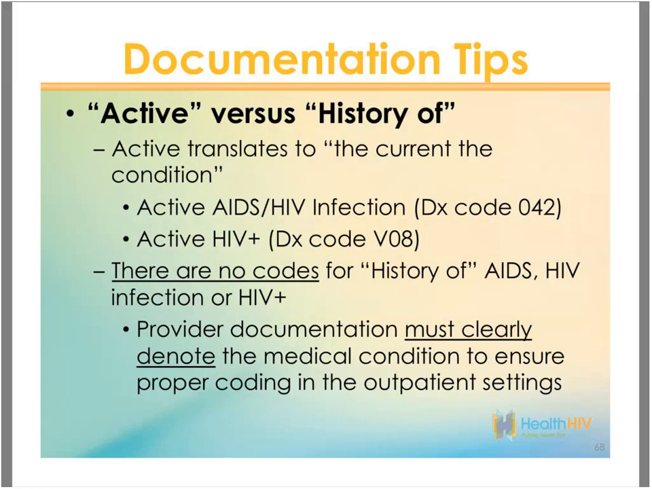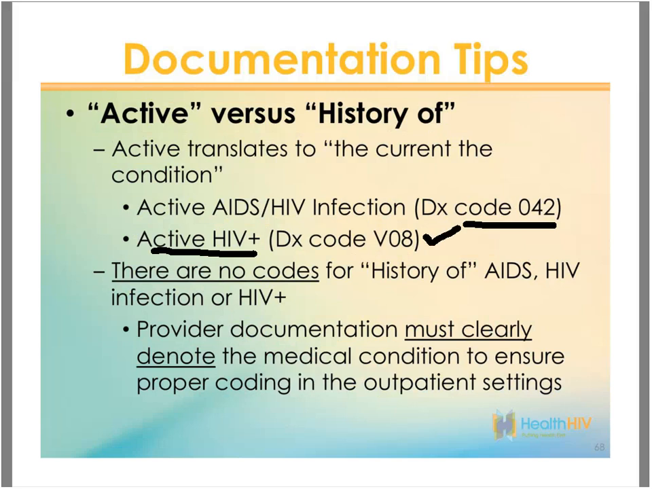All right, I'm going to go to active versus history. We only have a couple of minutes left. For the purposes of HIV and AIDS care, active translates to the current state of that condition. So if the physician documents active AIDS HIV infection, we're going to code it as 042. Or if the documentation states that the patient is HIV positive, we're going to code it as V08.